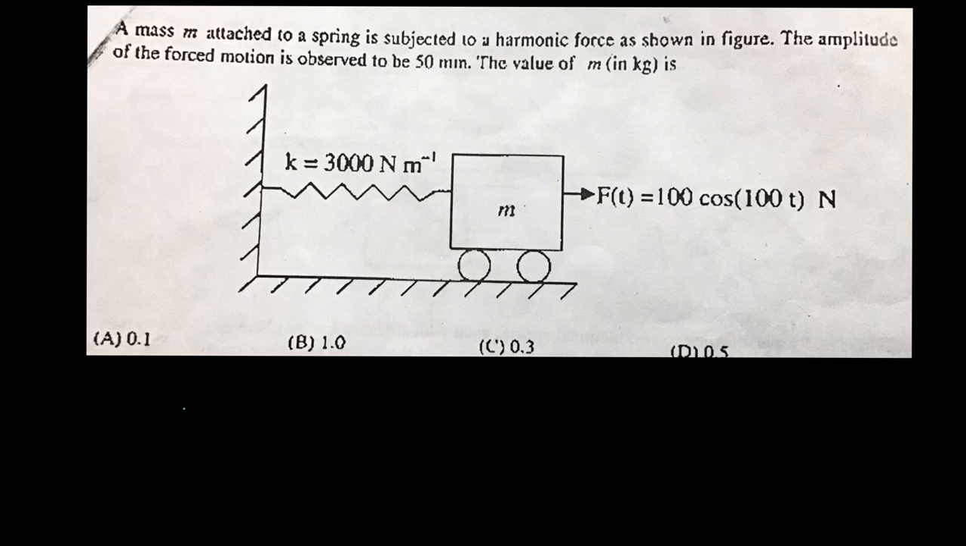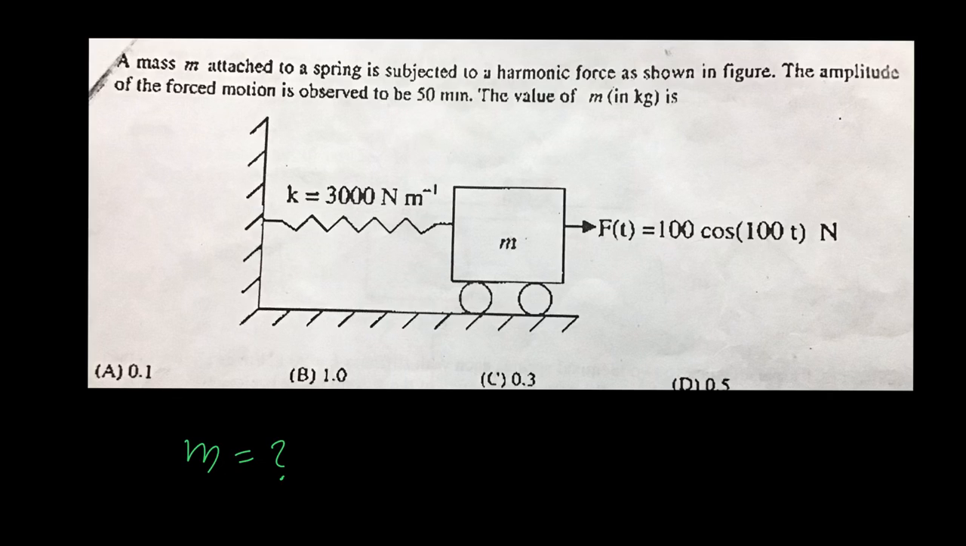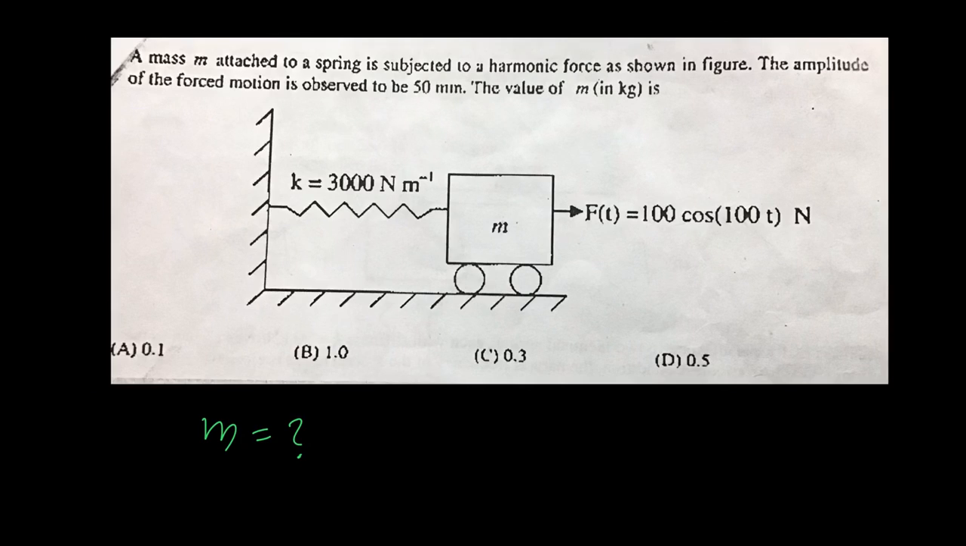They are asking what is the value of M, the mass, and for obtaining that they have given us a few useful pieces of information. So pause the video, try to solve the problem on your own. If you are not able to do that, come back and see the rest of the video. The useful input from their side is that the amplitude of the steady state motion is given as 50 mm.